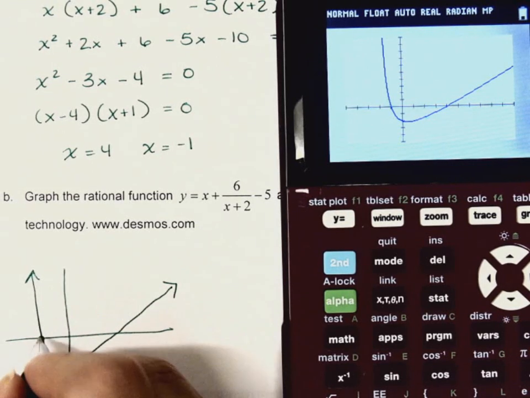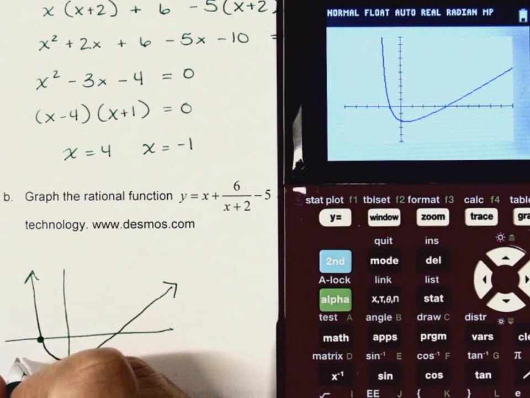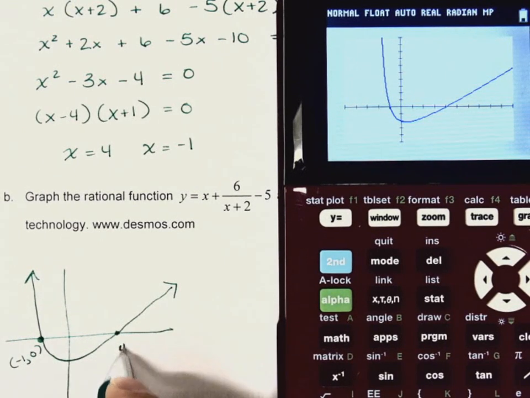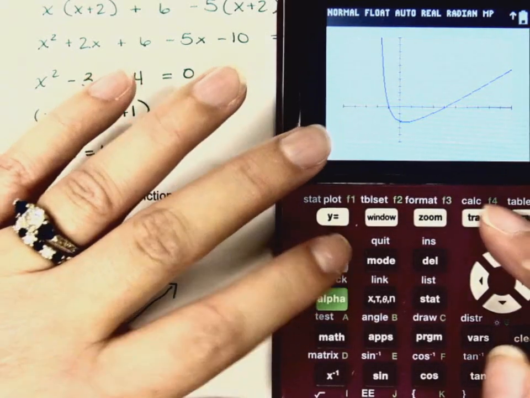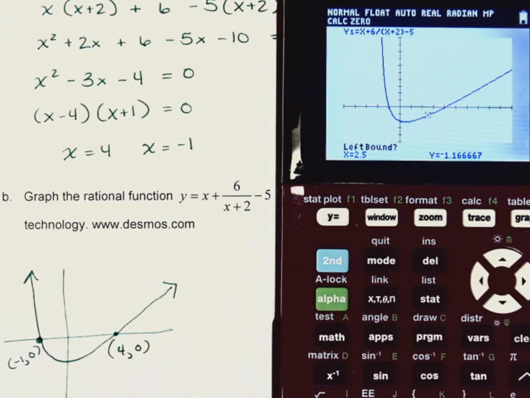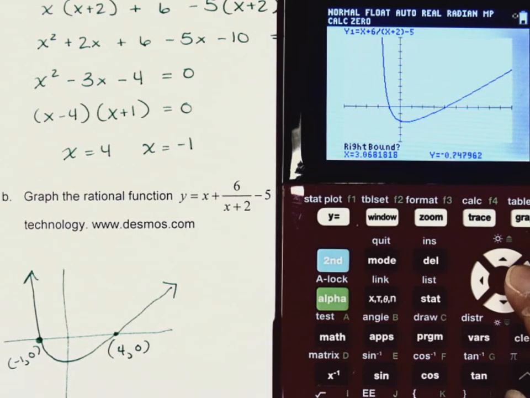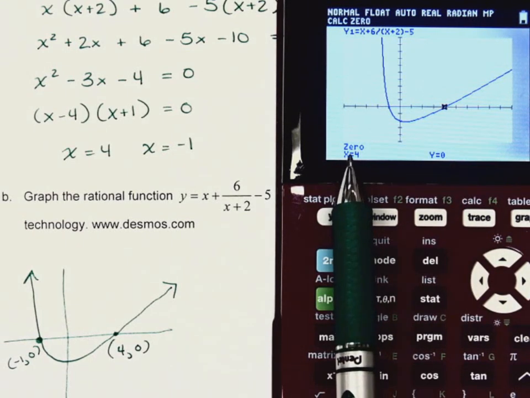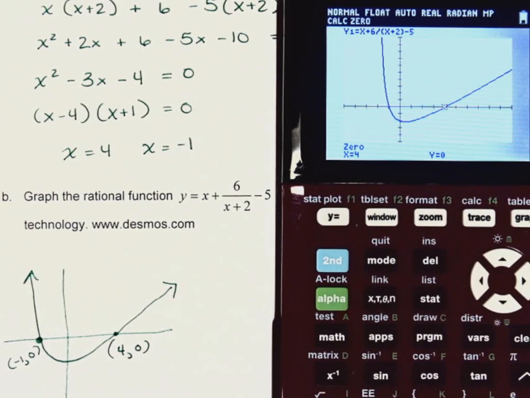Where's this x-intercept? This one would be at -1 and 0, and this one's going to be at 4 and 0. And I can check that in my calculator by using second function calc, and then I go to option 0, and it's asking me if I'm left bound. I'm left bound of this 0, so I'll do that one first, and then I move to the right of that, and then I hit enter, and then it tells me that that's at 4 and at 0, so it does the calculations for me.